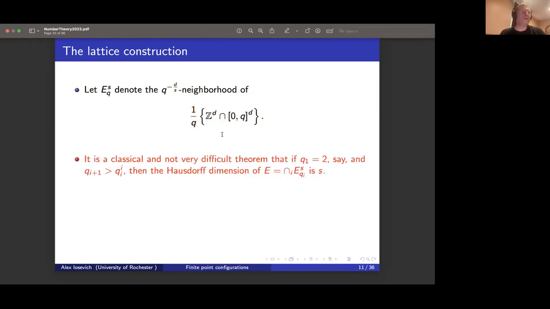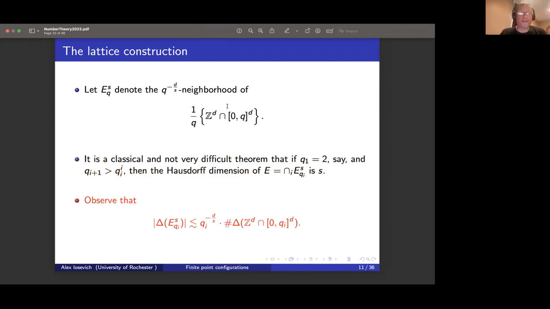And it's a classical and not very difficult theorem that if you take a sequence of q_i going to infinity really, really fast, super exponentially, and you take an intersection of all of these sets, then the Hausdorff dimension is equal to s. And just like when you work with Cantor sets, the point is that you can work with the various stages, and the stage is described in this displayed formula right here.